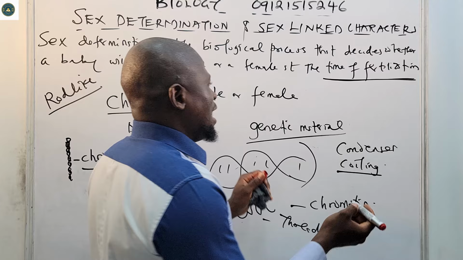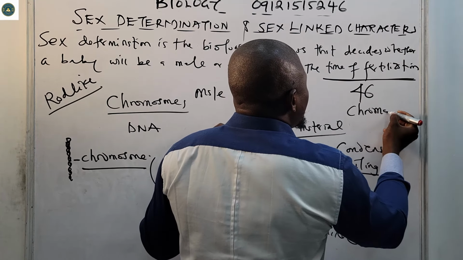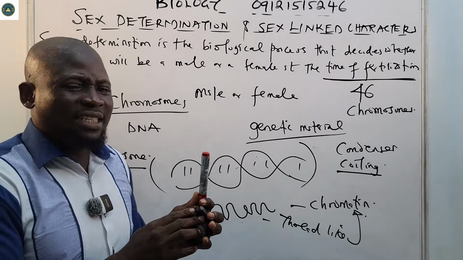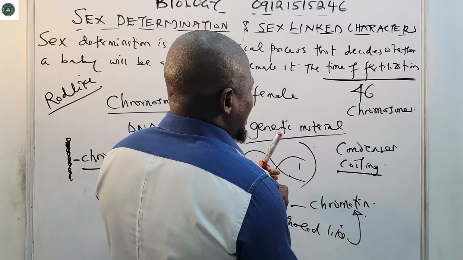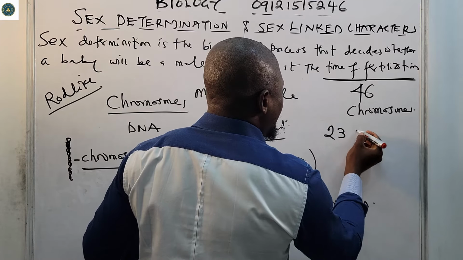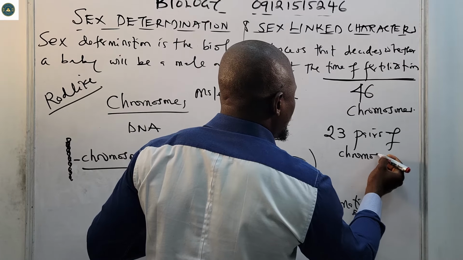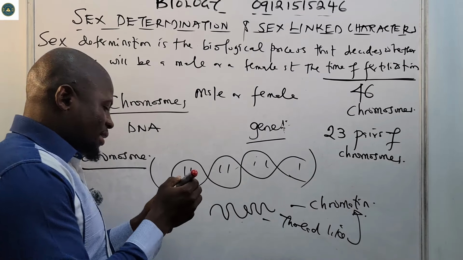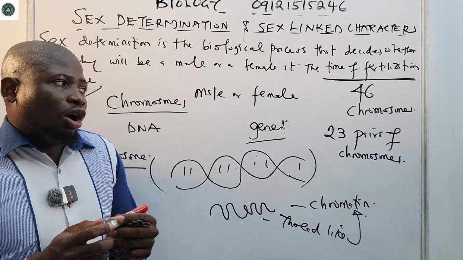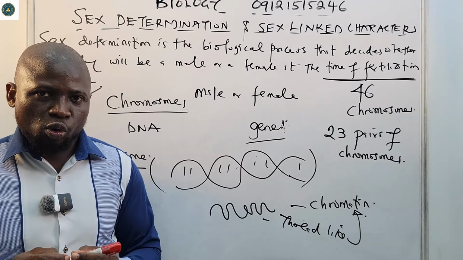Over the course of this class, I've told you that humans have 46 chromosomes. So every individual has 46 chromosomes, or we can say 23 pairs of chromosomes. That means an individual has 46 chromosomes, or 23 pairs of chromosomes.